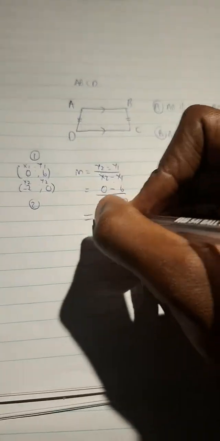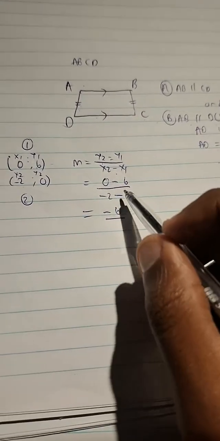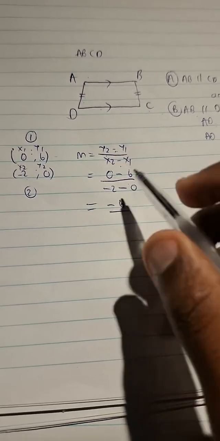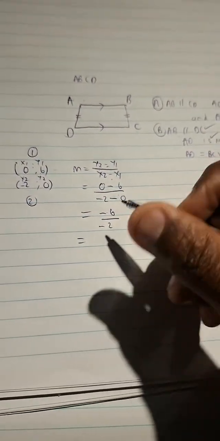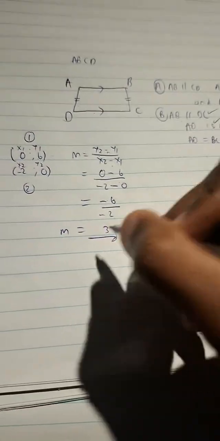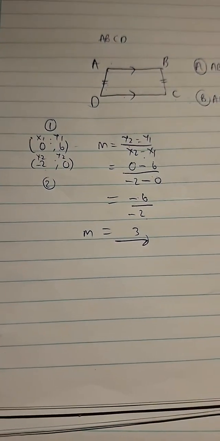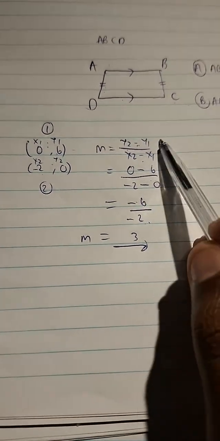y1 is 0. What's 0 minus 6? It's negative 6. Be very careful, guys. Negative 2 minus 0, that's negative 2. What's a negative divided by negative? It's positive. What's 6 divided by 2? It's 3. So the gradient is equal to 3. And that's that. Done and dusted. So you calculate the gradient.